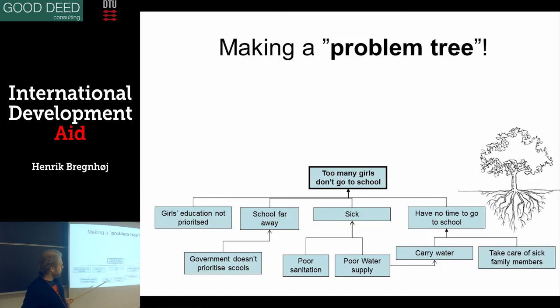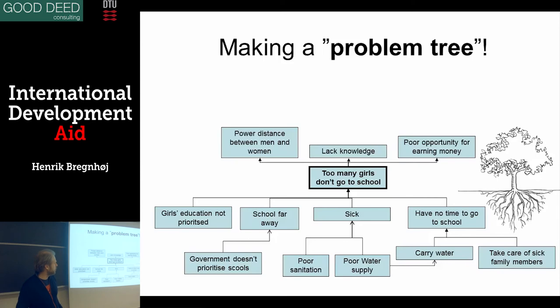The fact that the girls don't go to school also leads to some other problems. That means that the power distance between men and women is getting bigger because the men are educated and the women are not. They are lacking knowledge and they have poor opportunities for earning money. So those are some things that follow from too many girls not going to school. That leads to other problems. But as I said from the beginning, we're trying to focus on a central problem and then try to solve this.